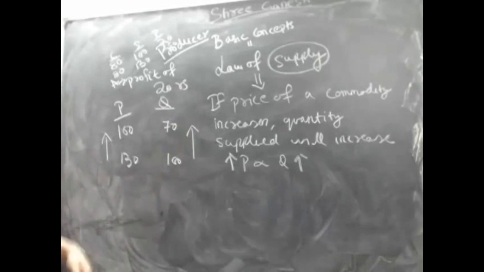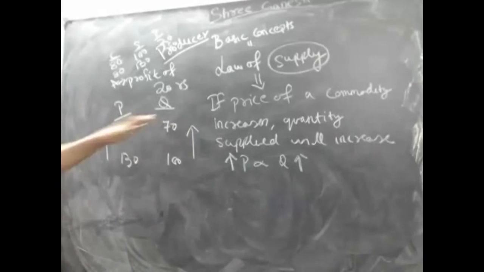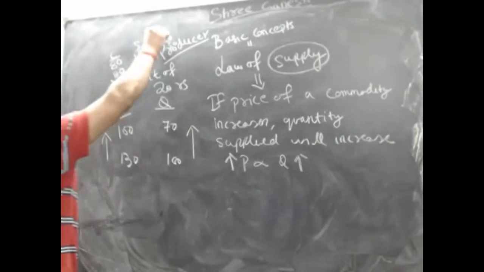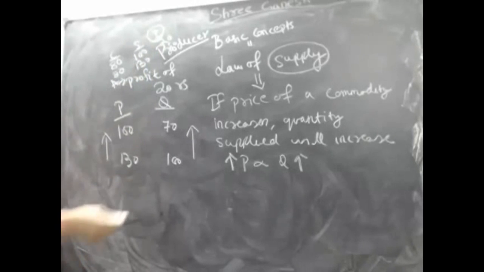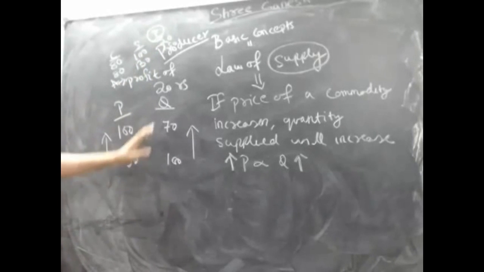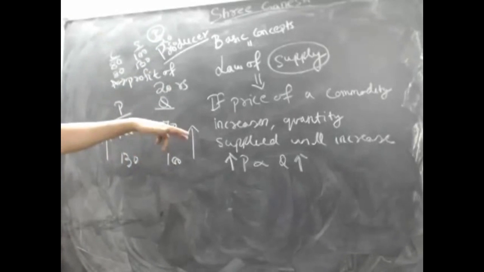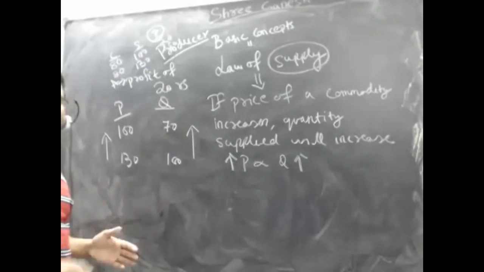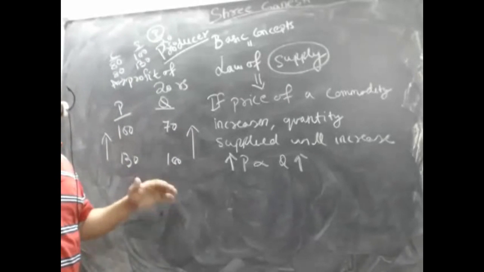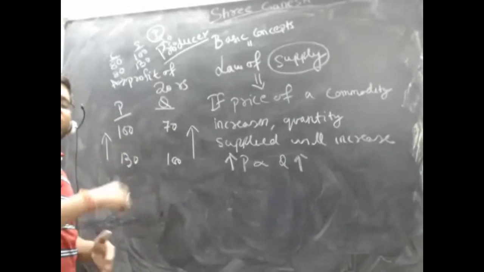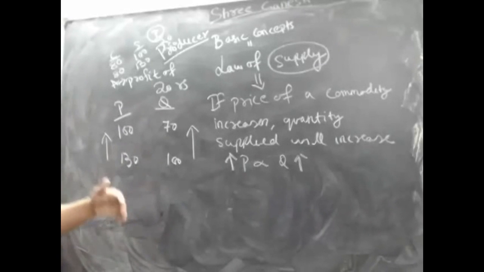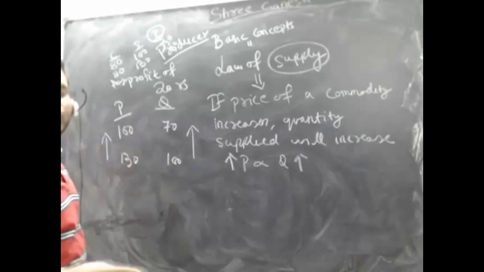He will like to supply more goods in the economy. Why? Because his profit will increase. He will see that yes, if I supply more, I will get more money. So this producer is working on this principle. Any producer will always work on this principle. If you want to increase the supply of a particular commodity in the economy, what you should do is you should increase the price.